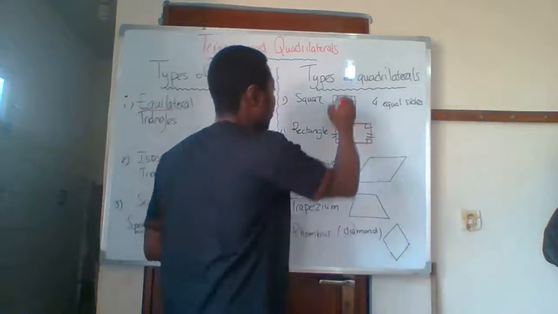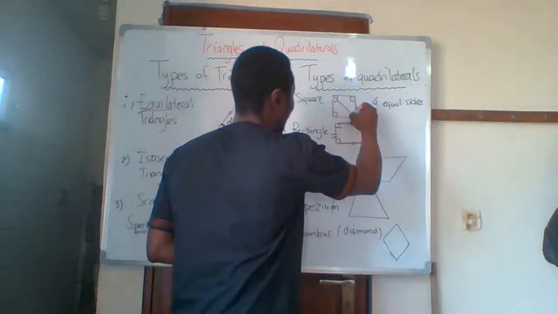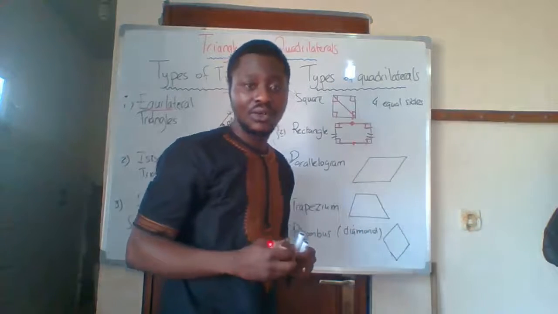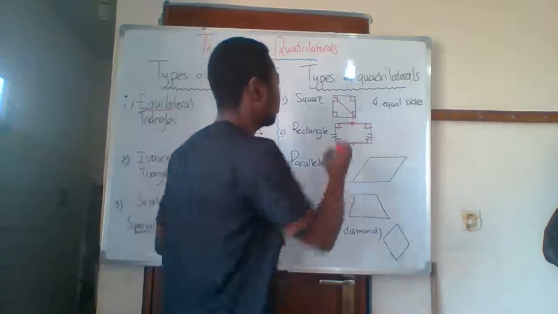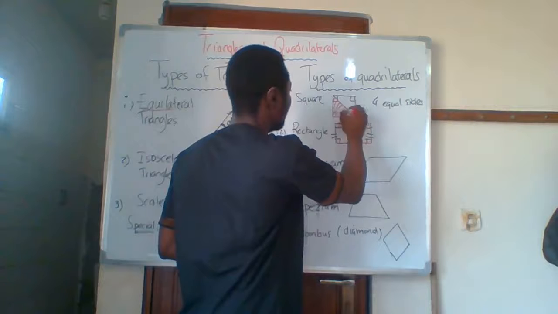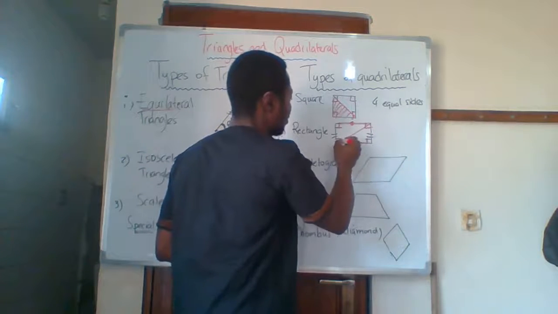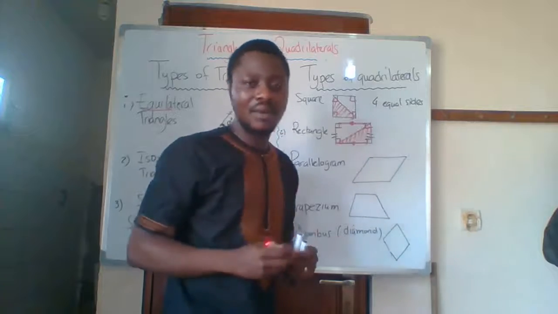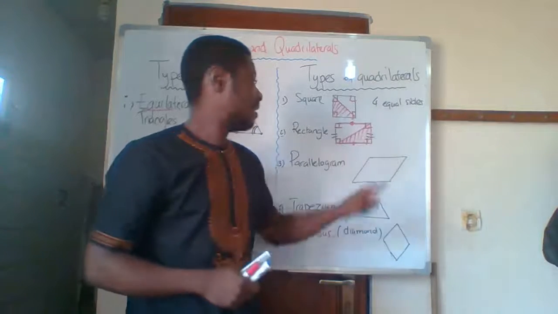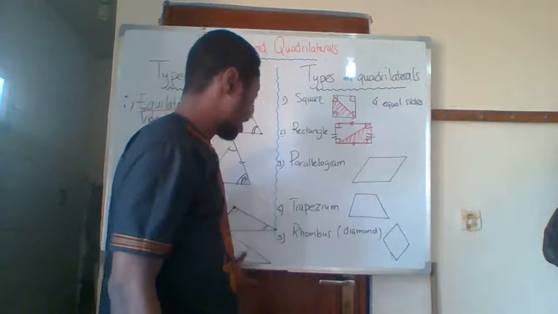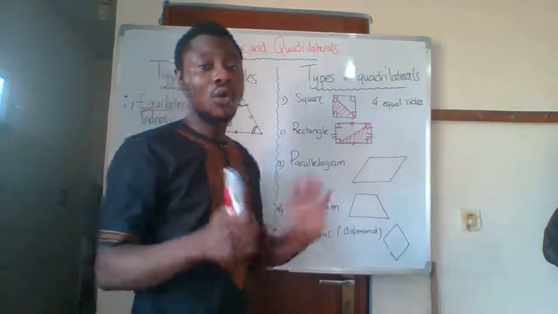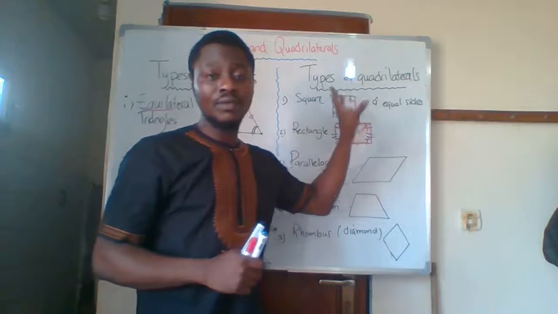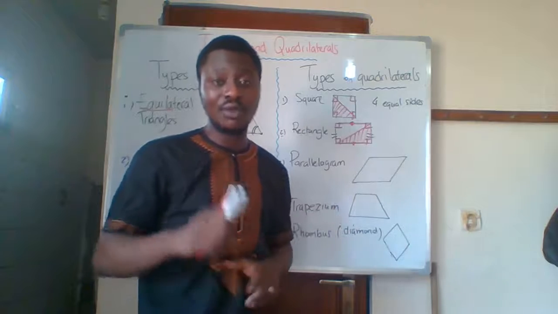You can also draw a diagonal in a square to divide it into two triangles. So you have a triangle here. You can also divide a rectangle into triangles. You have a triangle, and this is a right angle triangle. So these are the two types of quadrilaterals that you already know.